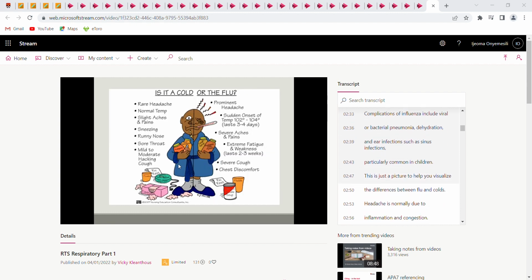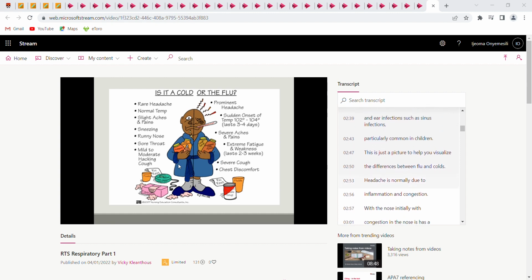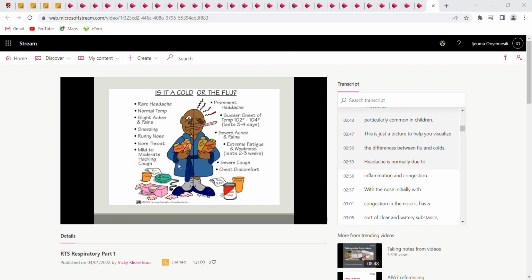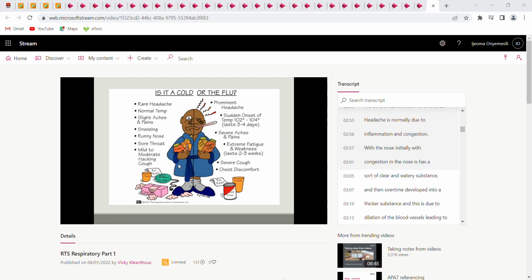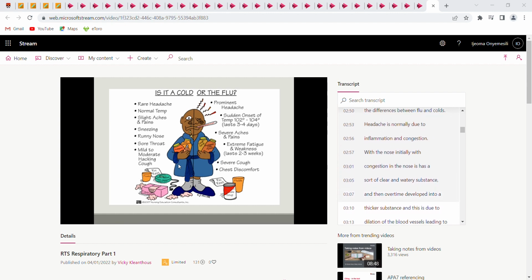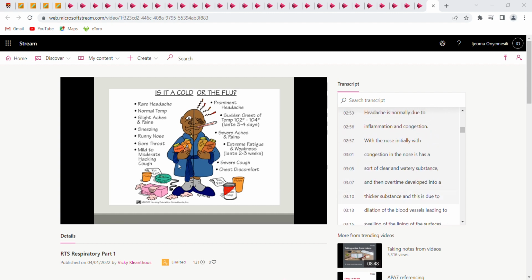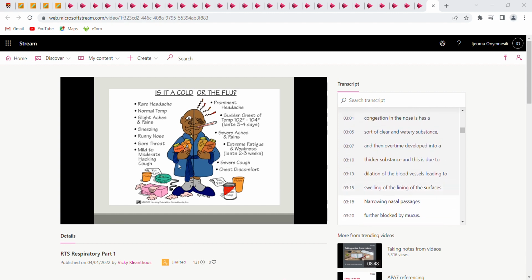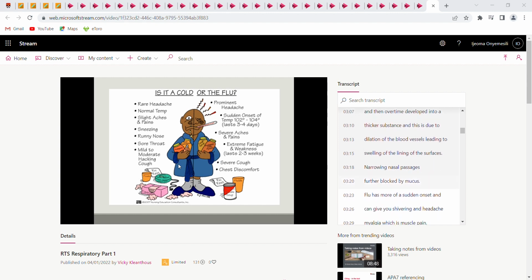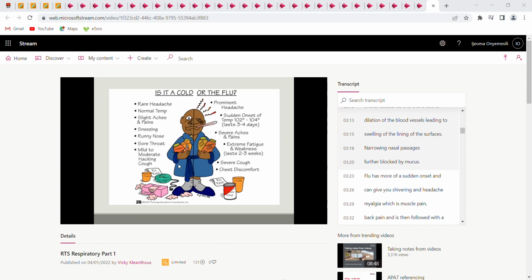This is just a picture to help you visualize the differences between flu and colds. Headache is normally due to inflammation and congestion. With the nose, initially with congestion, the nose has a sort of clear and watery substance, and then over time develops into a thicker substance. And this is due to dilation of the blood vessels, leading to swelling of the lining of the surfaces, narrowing nasal passages, further blocked by mucus.